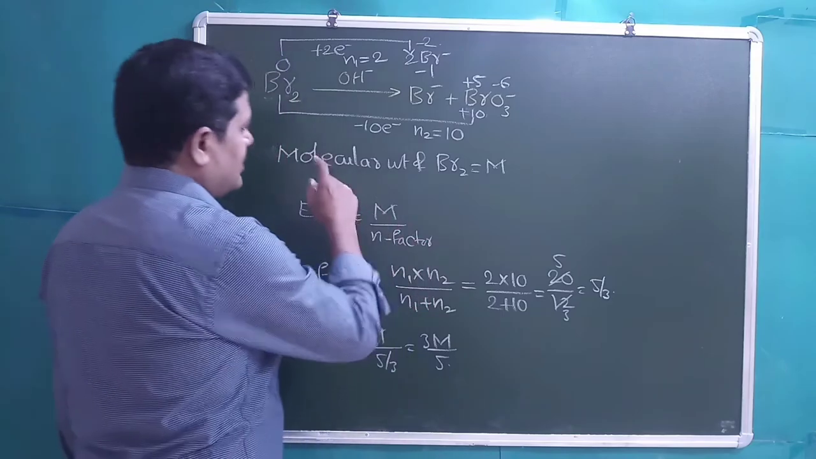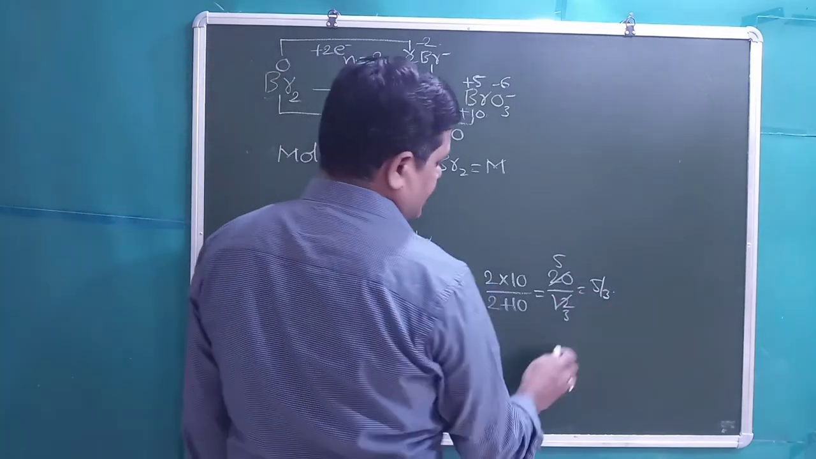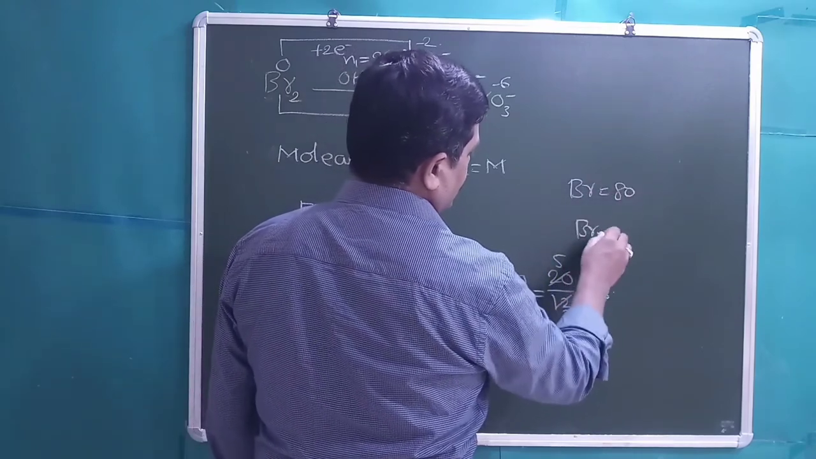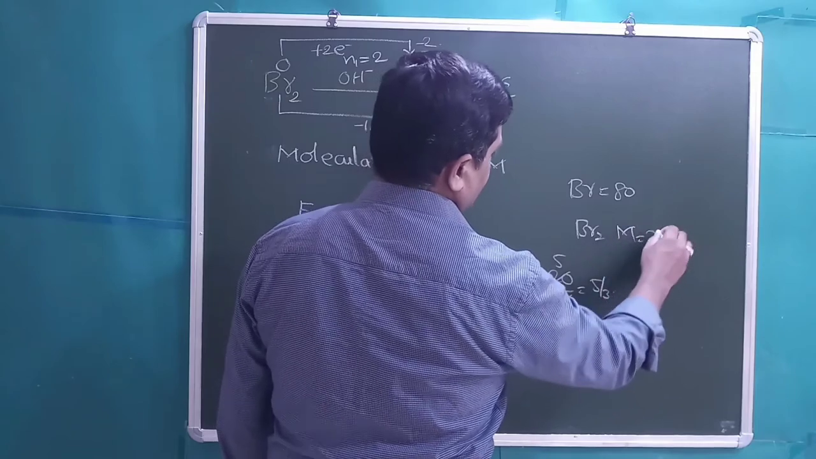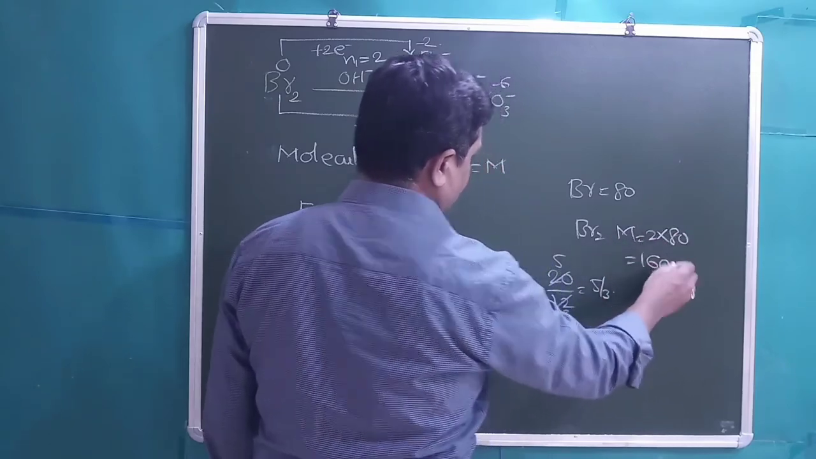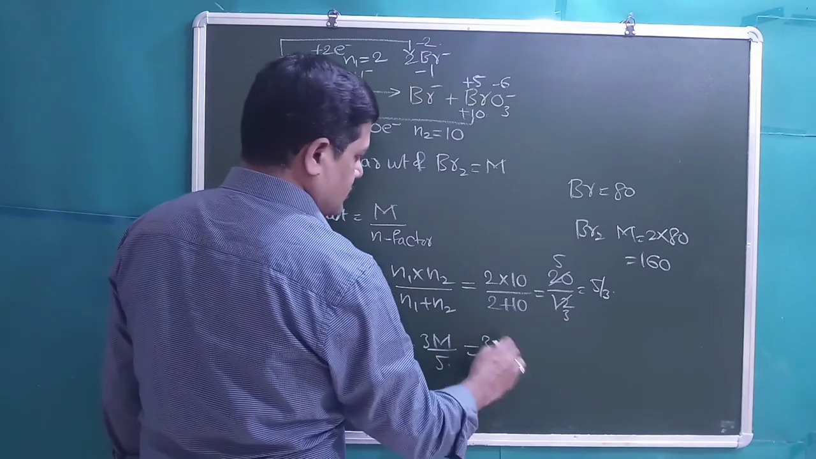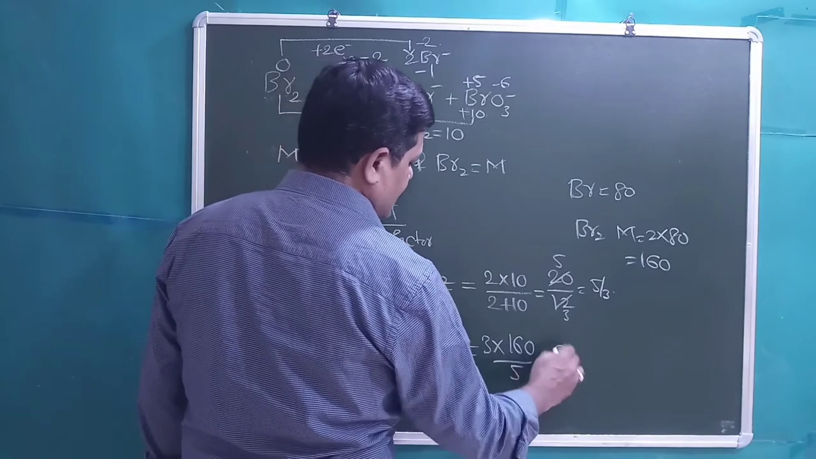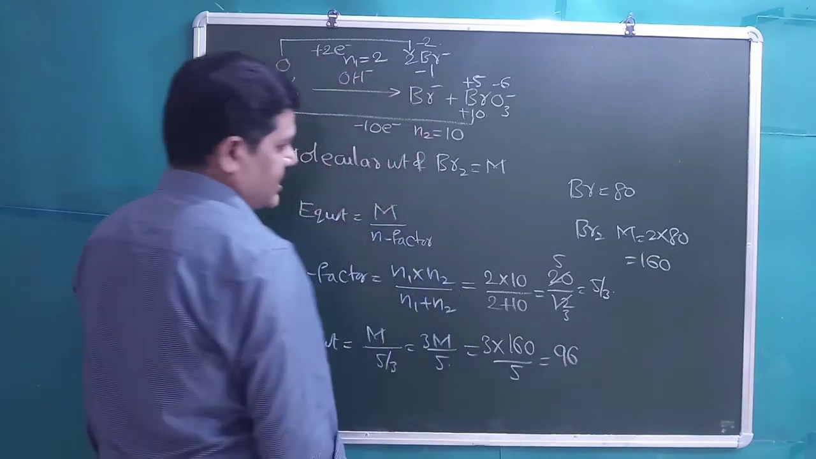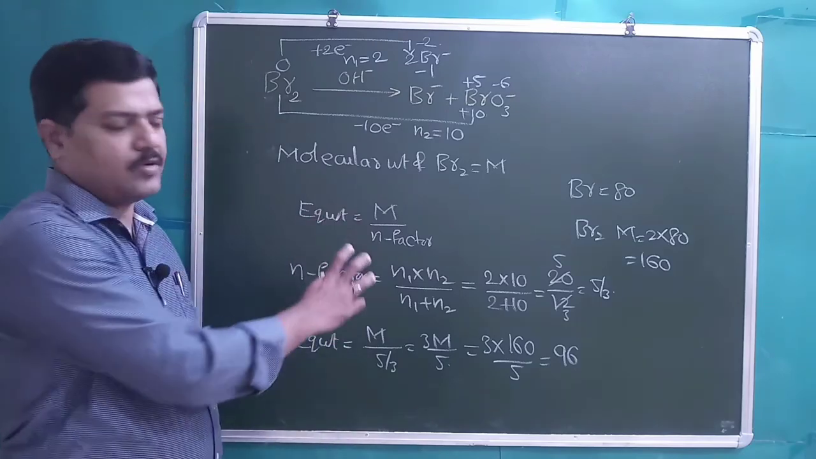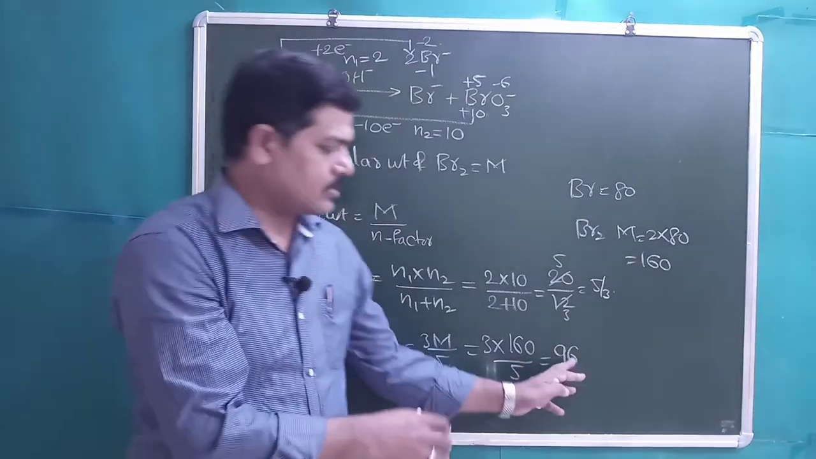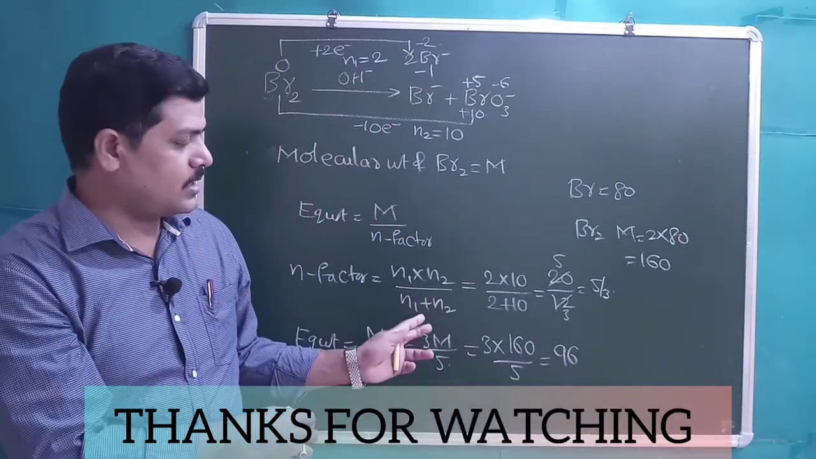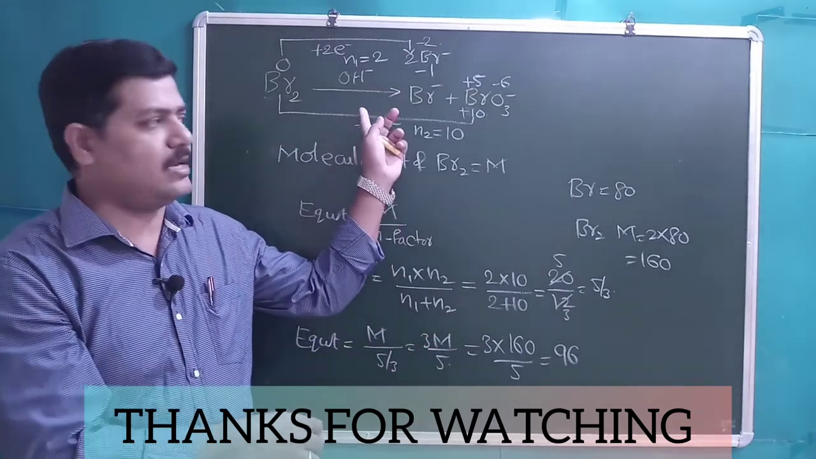Let us substitute the molecular mass of Br2. Br atomic mass is 80, so Br2 molecular mass is 2 times 80, which is equal to 160. Let us substitute this value here: 3 into 160 divided by 5. So students, on simplifying this, we get 96. The equivalent weight of Br2 in the given disproportionation reaction is 96. So students, this is the way we can find the equivalent weight of a given molecule in a disproportionation redox reaction.